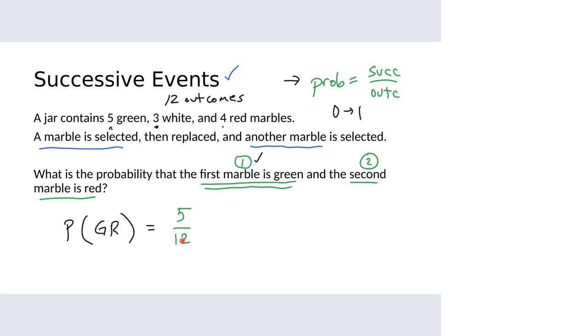That's excellent. Okay. Now, according to my instructions here, I take that first marble out. Then it is replaced, meaning I put it back in the jar. So all 12 marbles are still in the jar when I go to draw the second one. And I need the second one to be red. What's the probability that the second one's going to be red?